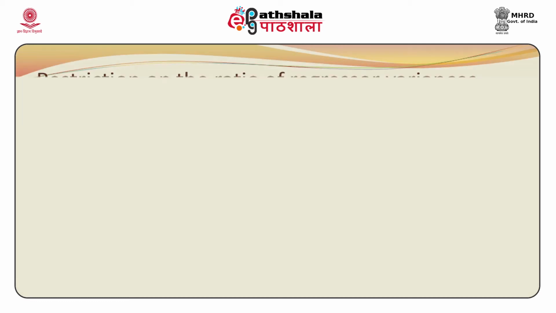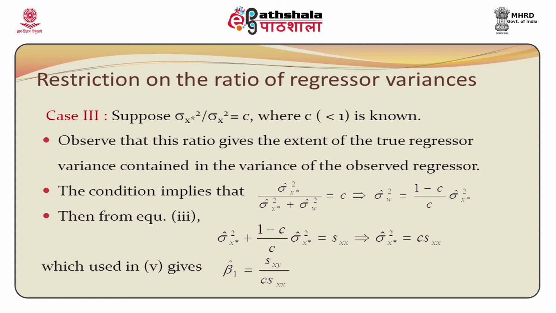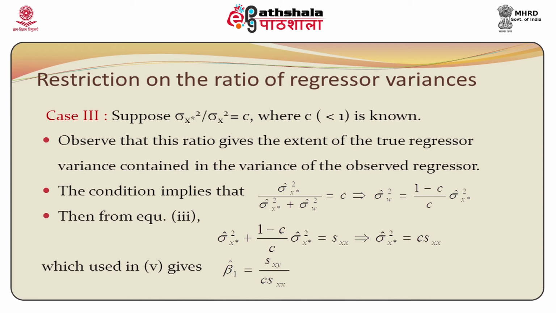Let's look at the third case. Sigma x star square by sigma x square is equal to c, and c is a known constant which is less than 1. Now, why is it less than 1? This is because sigma x square, the denominator, is primarily the sum of sigma x star square plus sigma w square. So, this c is equal to sigma x star square by sigma x star square plus sigma w square, and hence must be less than 1. And if you solve this, we will find that sigma w square would come out to be (1 minus c) by c into sigma x star square.